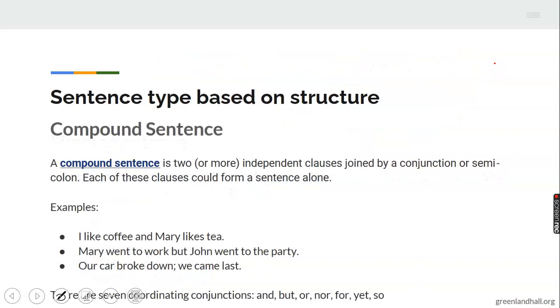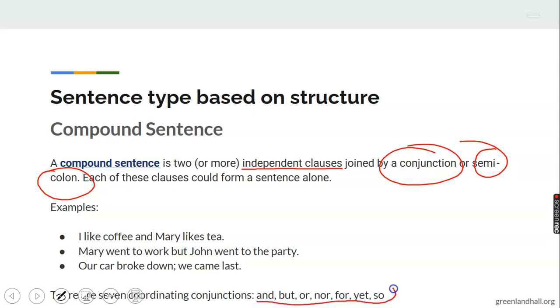Then let's go to sentence type based on structure using the compound sentence. This is when you have 2 independent clauses, that is 2 main clauses, joined by a conjunction or a semicolon. They are joined by a conjunction or a semicolon. Let's see examples of conjunctions that you can use. These are the examples you can use. We call them coordinating conjunctions.